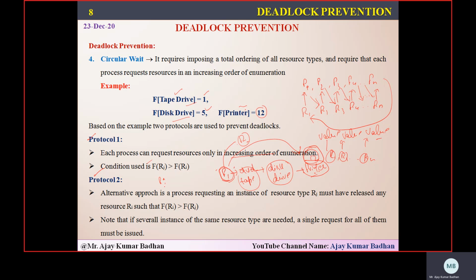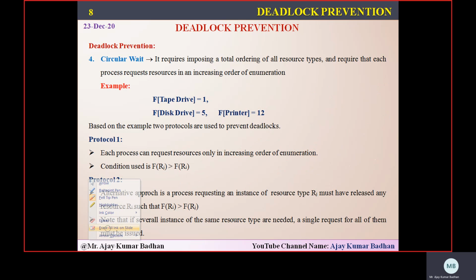So Ri is the first resource, let's take R1, and then another resource. Whenever a particular process is requesting the next resource, the priority of that resource should be higher than the priority of the resource it already holds. Let me explain it now so that you can get a small clarity if you are confused here. So P1 requested the printer in the beginning. Initially it doesn't have any resource, it has requested the printer, whose priority you gave as 12.